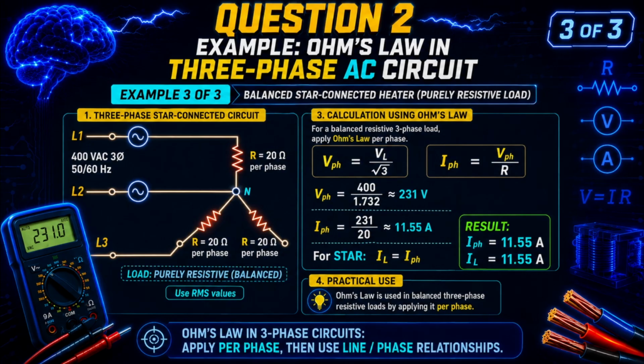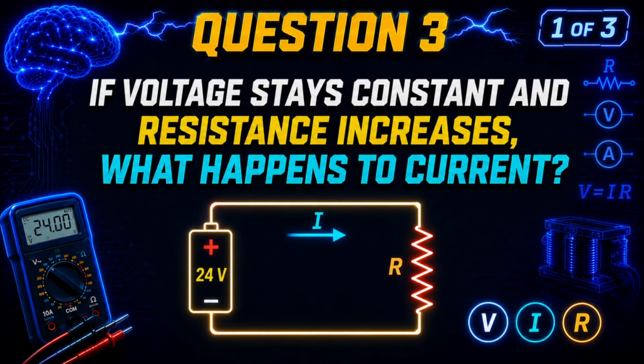So the key point is, in a three-phase circuit, we apply Ohm's law per phase, then use the correct line-to-phase relationship. Don't worry if some of these relationships are not familiar yet. As we continue this series, we'll go step by step from basic to advanced and see exactly where each formula is used. Now let's move to question number 3.